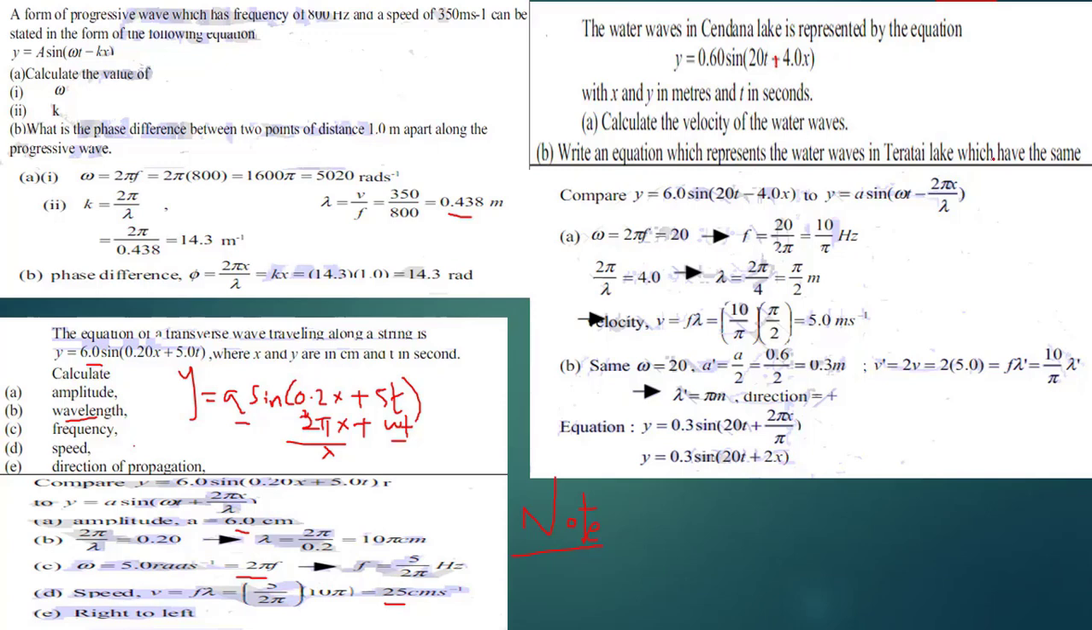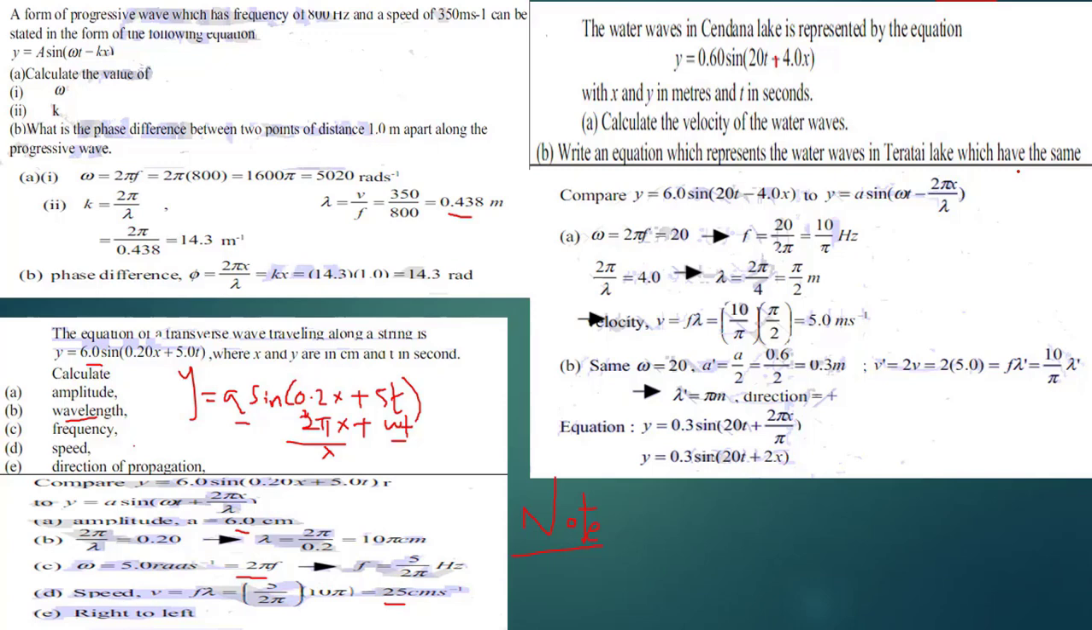But if this question were complete, it would ask you to rewrite this equation with the same angular velocity, with the velocity of propagation twice that which you indicated in part A. So the velocity should be twice. If the velocity is twice, it changes everything. That is what the question is asking: velocity twice and amplitude half.